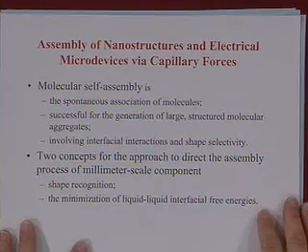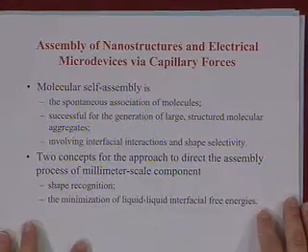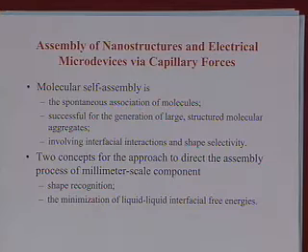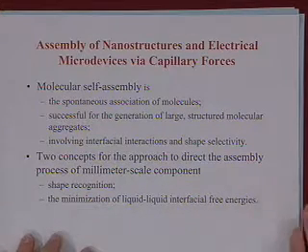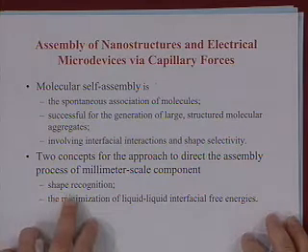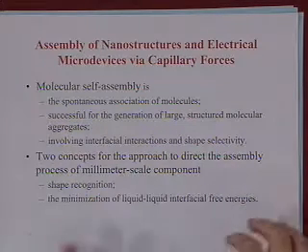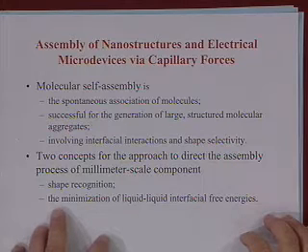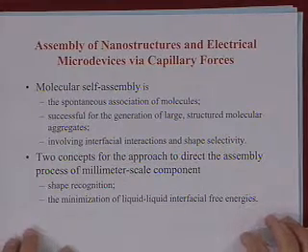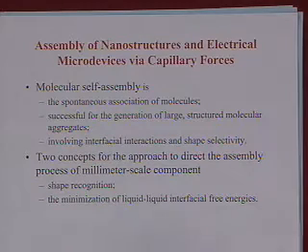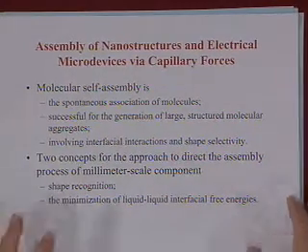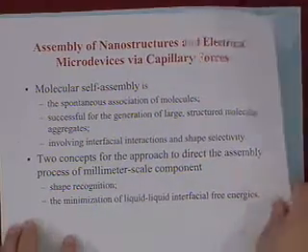So there are two concepts which are important for the approach to direct the assembling process, especially for millimeter-scale components, that is, for micro devices. First, shape recognition. They must have the ability to recognize the shape, so they can get the special structures. Also, the minimization of liquid-liquid interfacial free energy. That's because they want to use the capillary forces to achieve the structures.